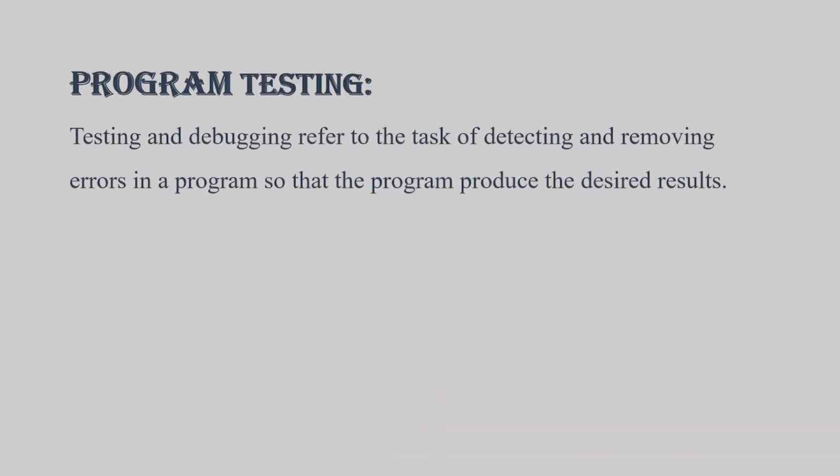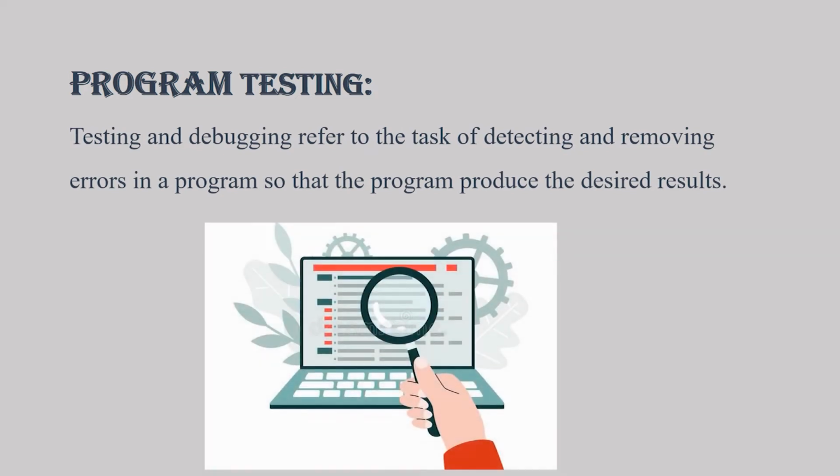Program testing. Testing and debugging refers to the tasks of detecting and removing errors in a program so that the program produces the desired results. Well, now we've basically identified the three stages of programming process.